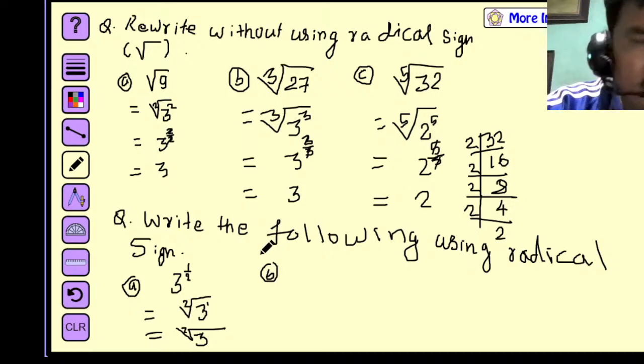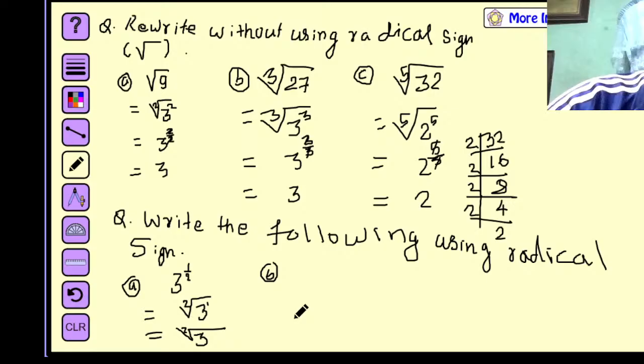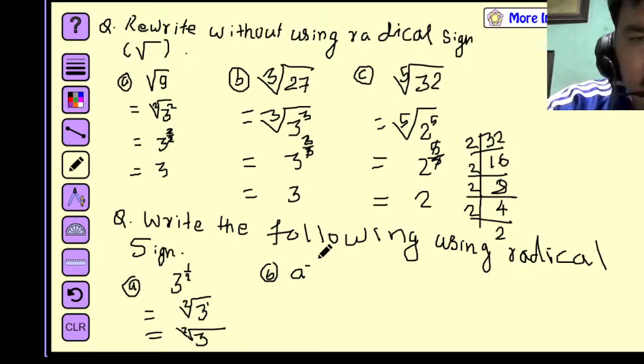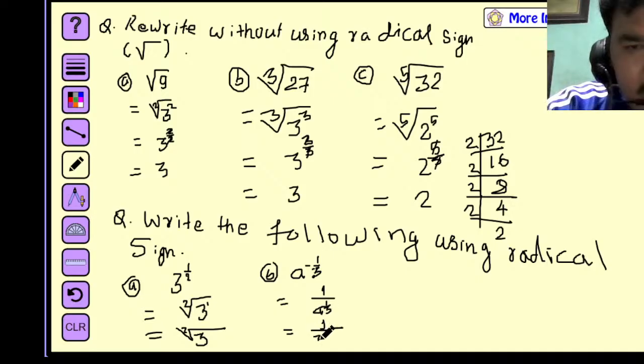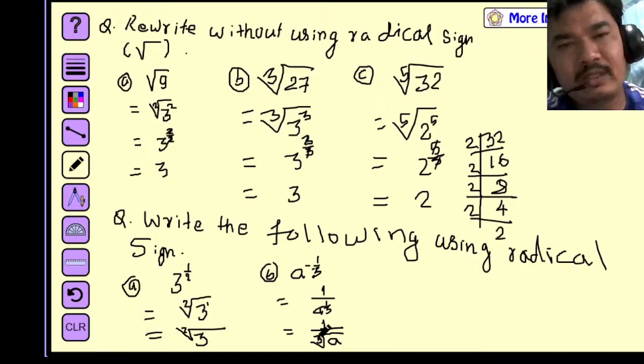Now look at B number. I want to show you here: suppose there is given a to the power minus 1 by 3. As I told you, if it is a negative power, take it down. Then it will be 1 by a to the power 1 by 3, right? Then change to the radical symbol: this is 1 by cube root a only. Like this, we have to change a to the power 1 by 3 into cube root a.